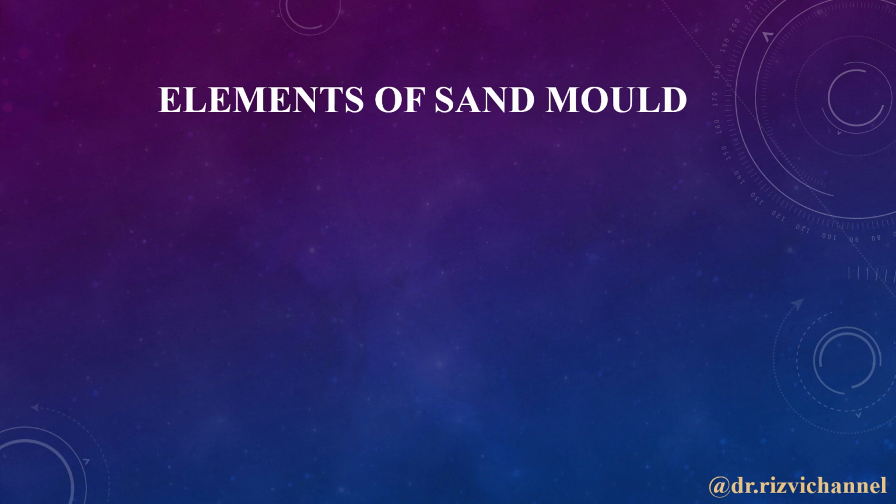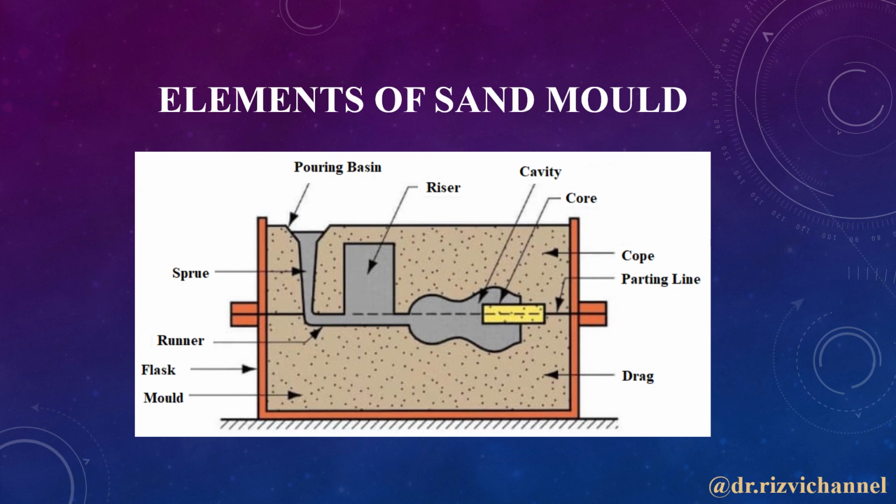There are certain elements of sand mold that we will discuss through the following image. The image below here is showing all the elements of sand mold. Here you can see a line in the middle of this mold. This is called a parting line that separates the two parts of the mold. The upper part is known as cope and the lower part is known as drag. After preparation of drag, we place the pattern here and we prepare the mold cavity. We can also place cores here to make the casting hollow.